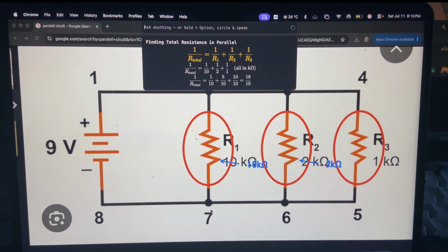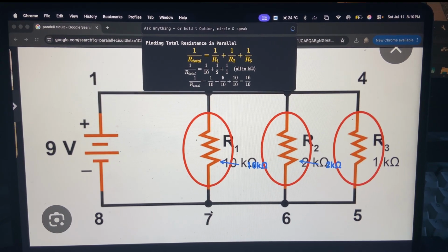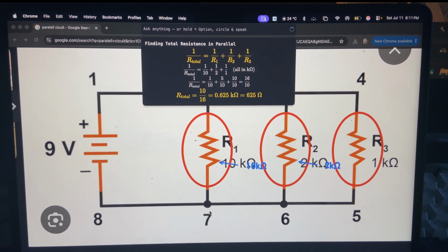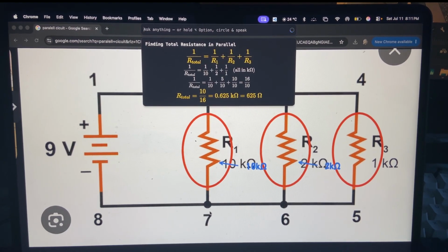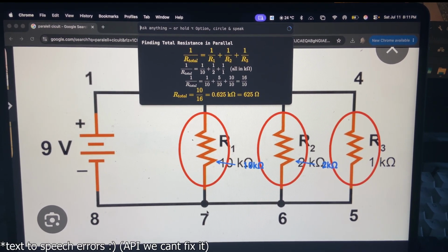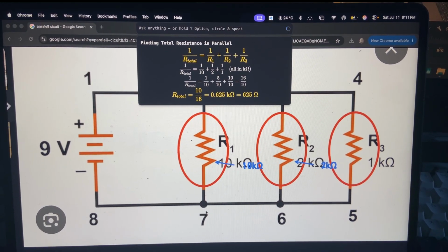Convert to the same denominator. 1/10 plus 5/10 plus 10/10. That adds up to 16/10. Now flip both sides to get R total. 10 divided by 16 gives us 0.625 kilo. The total resistance is 625 ohms.